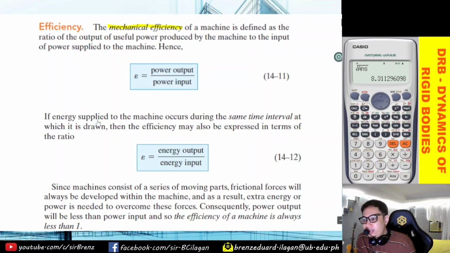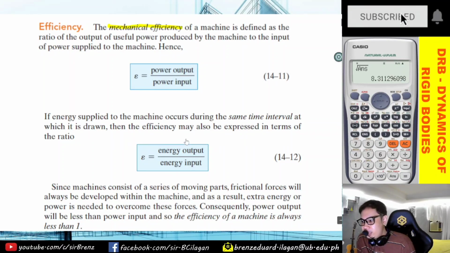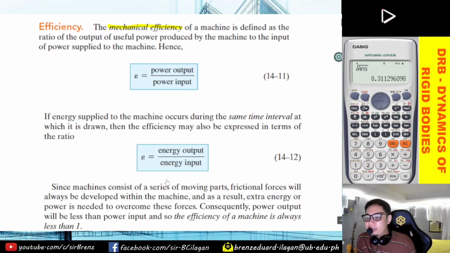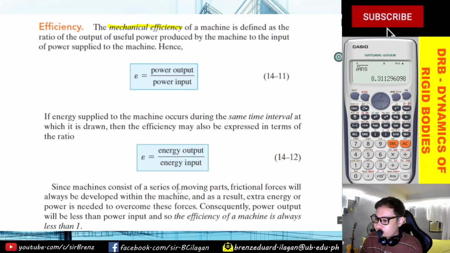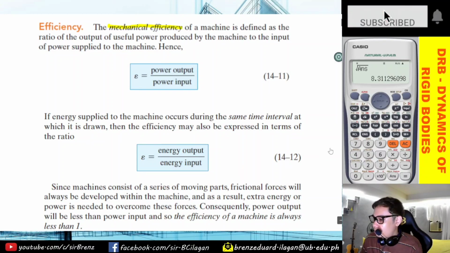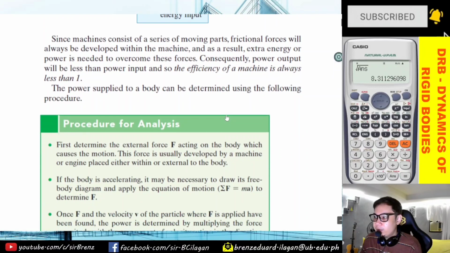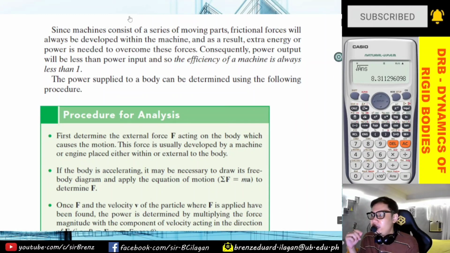Hence, if energy supplied to the machine occurs during the same time interval at which it is drawn, then the efficiency may also be expressed in terms of the ratio energy output over energy input. So, ito isang mahalaga pa rin. Since machine consists of a series of moving particles, frictional forces will always be developed within the machine.